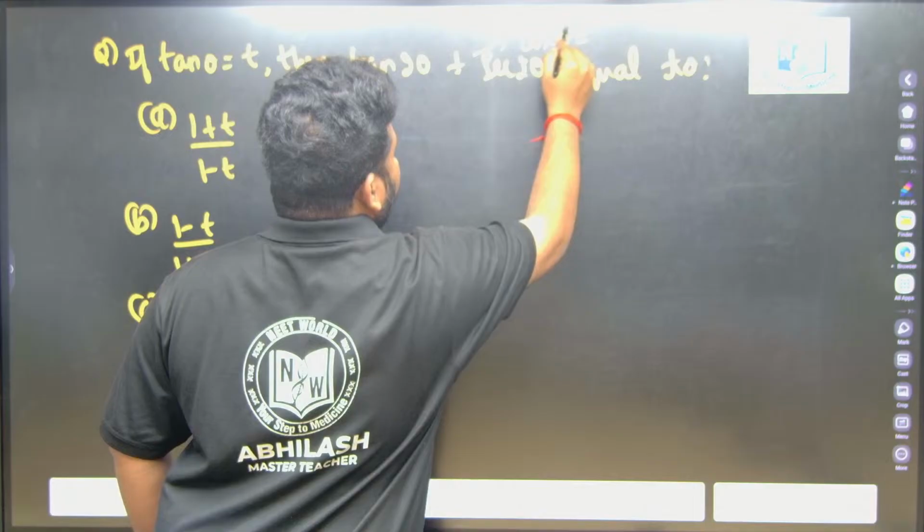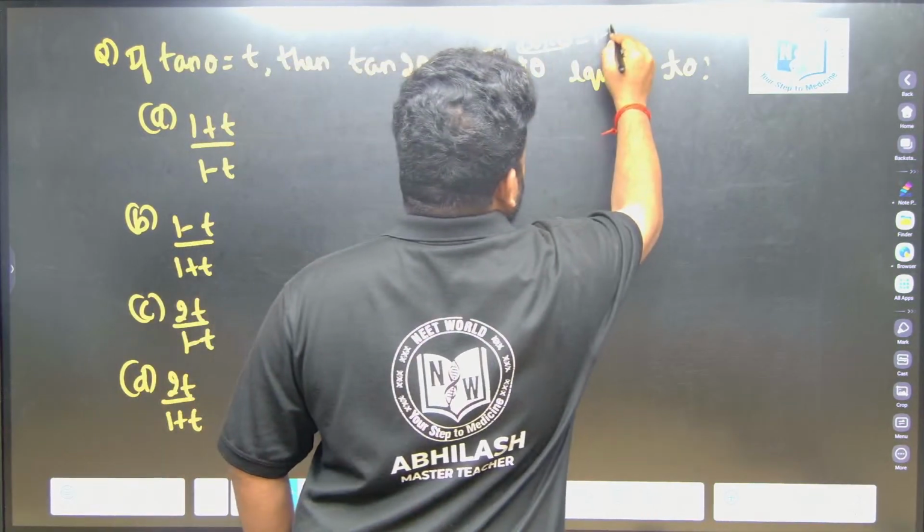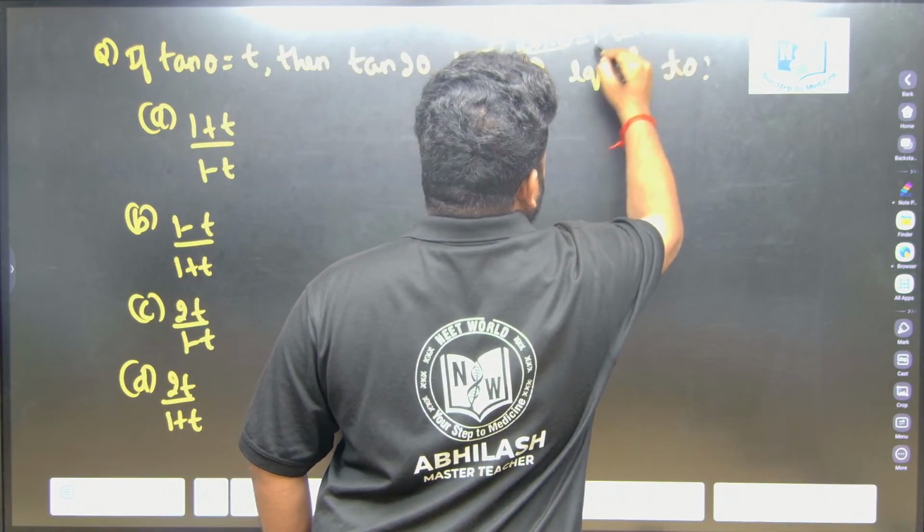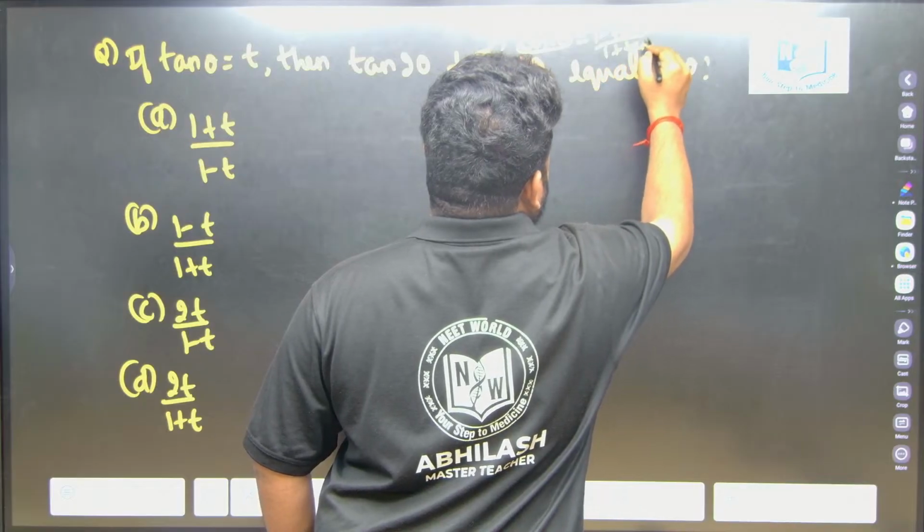Cos 2 theta, what is the value? What is the value of this cos 2 theta in terms of tan? 1 minus tan square theta by 1 plus tan square theta. Correct now? 1 plus tan square theta.